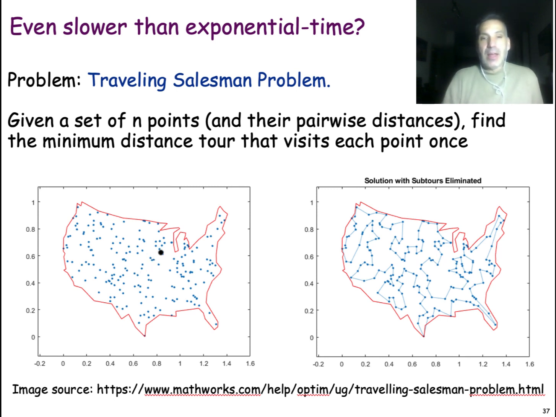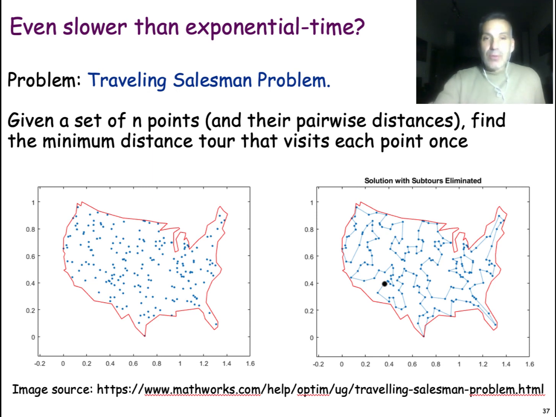So imagine that you are a salesman and you have to visit all of these n cities. You should visit every city exactly once in your tour. And you want to find the tour in which you will have to do the least amount of driving, right? So you have to find the minimum distance tour. At the right figure, such a tour that visits every city exactly once.